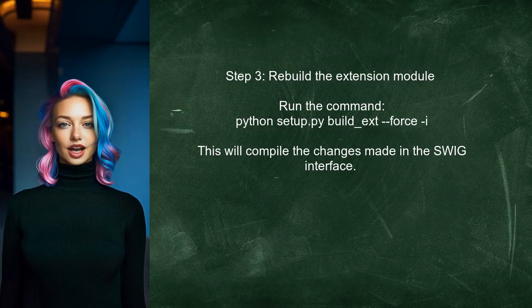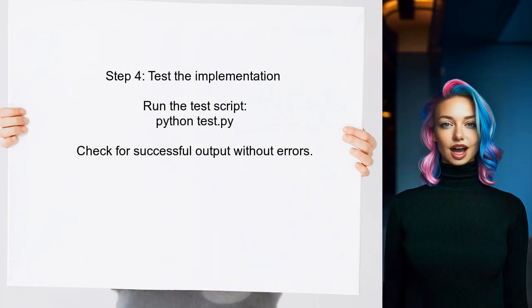After making these changes, the user should rebuild the extension module. This can be done by running the setup script again to compile the updated interface. Finally, the user can test the implementation by running the test script again. This time, the indexing operator should work correctly without throwing an error.